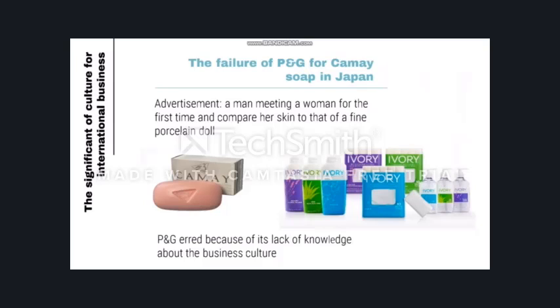At this time, P&G, despite the warning of the advertising agency, ran advertisements in which a man meets a woman for the first time and compares her skin to that of a fine porcelain doll. The ads work well in South America and Europe. However, it insults the Japanese. In Japan, this action is said to be rude or unsophisticated. P&G erred because of its lack of knowledge about the business culture. So, it's important that each element of marketing be considered for its cultural relevance.